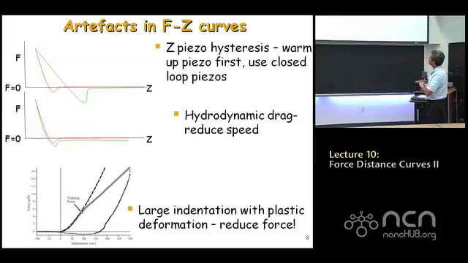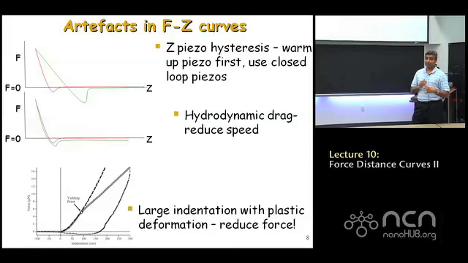One, as shown on the top, is typical. You approach, you're red, you retract, you're in green, and they don't line up. One of the first things you would consider is Z piezo hysteresis. Piezos aren't perfect materials. You apply a positive voltage, and you apply the same negative, you expect the piezo to come back to the same position.